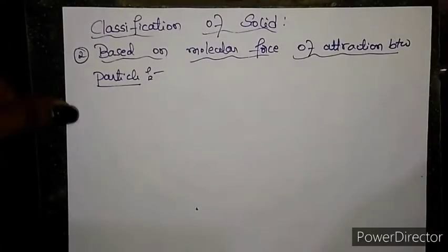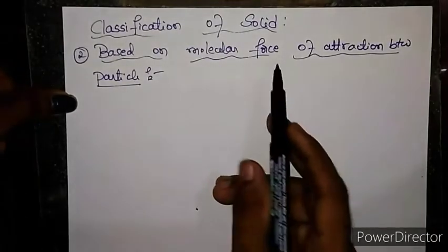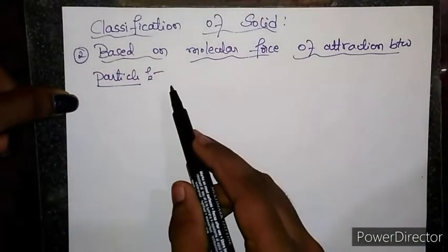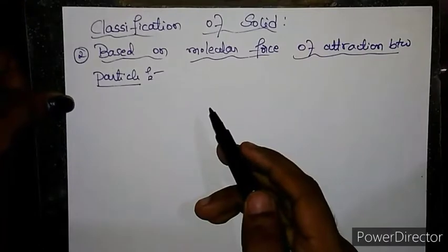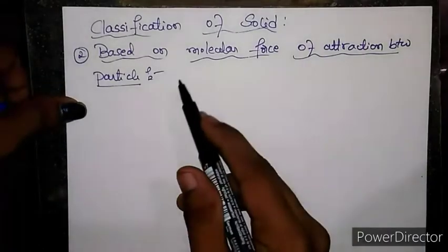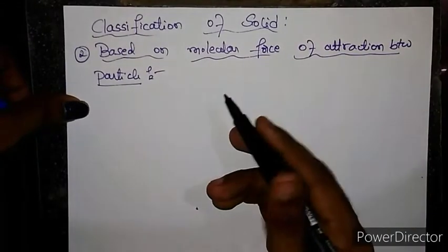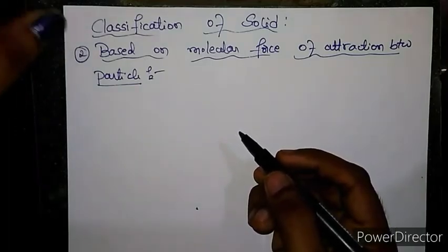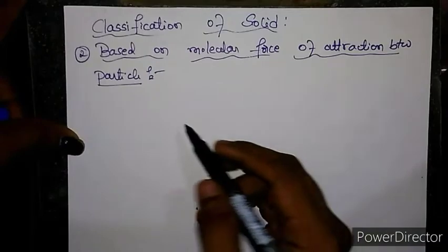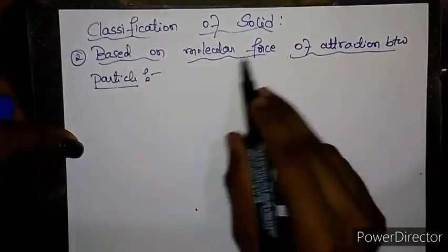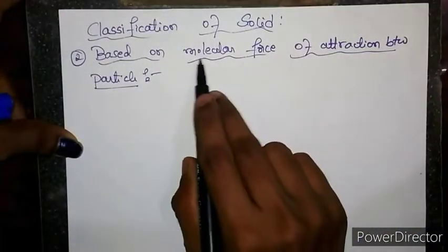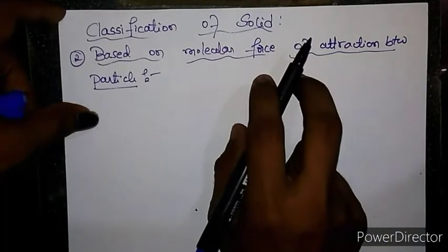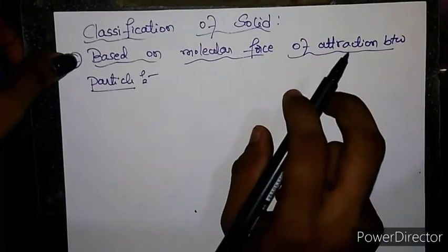In this video, I'll be explaining the classification of solids based on the molecular force of attraction between the particles. In the previous video, we studied the classification of solids based on how the molecules are arranged in the solid, that is, crystalline and amorphous. Here we will study the second type of classification, based on the molecular force of attraction between the particles. If you haven't watched that video, please watch it and come back to this video.